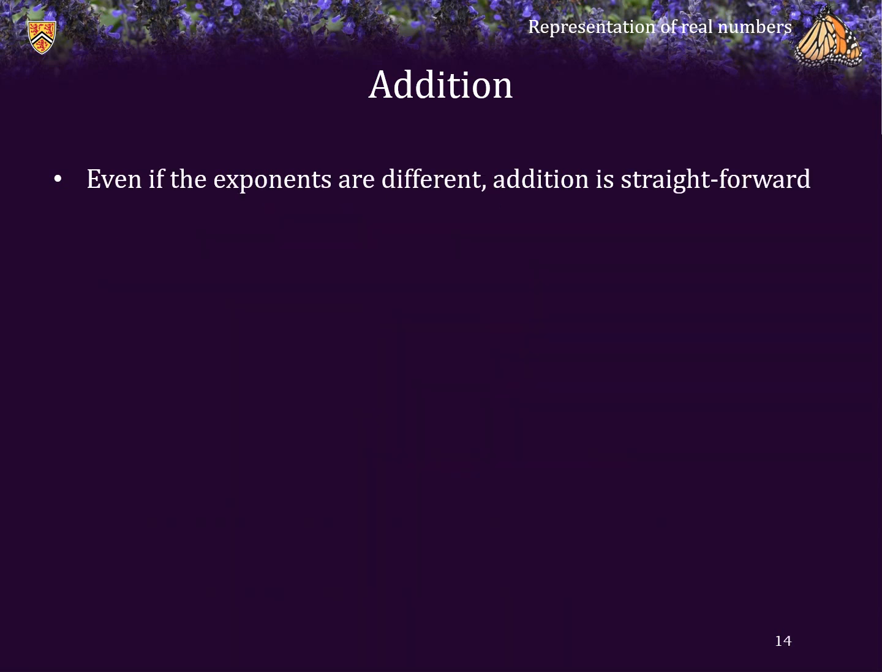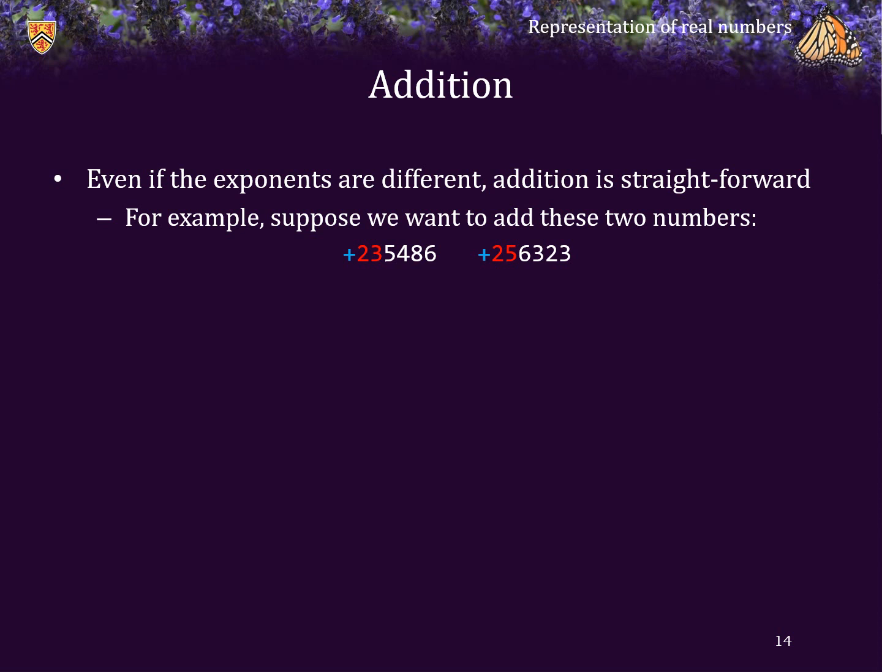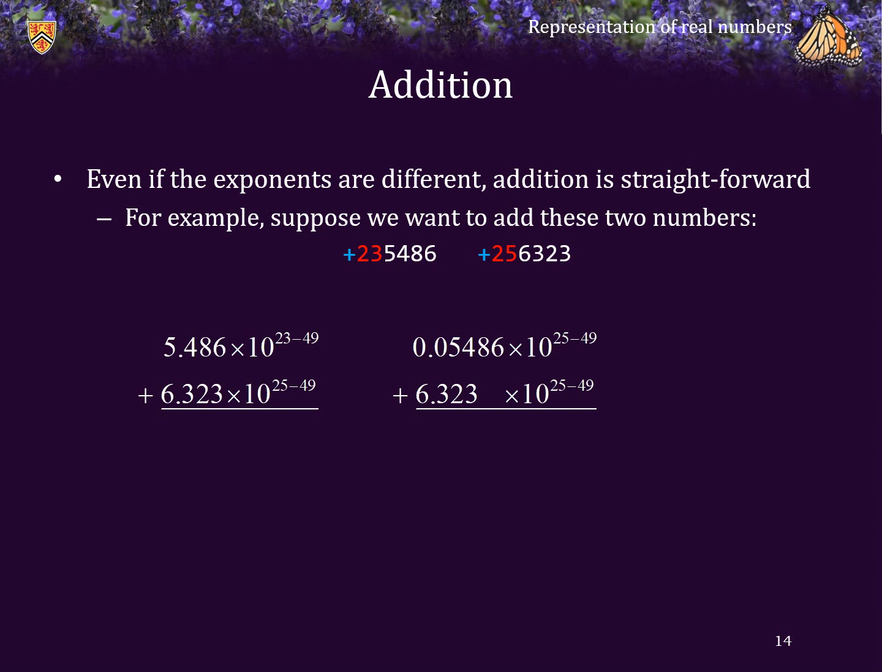Now, if the exponents are different, addition is still reasonably straightforward. Suppose I wanted to add these two numbers. Well, let's take a look at what they represent. The first number represents something times 10 to the 23 minus 49. The second represents something times 10 to the 25 minus 49. So the multipliers are different. However, notice that we can modify the first number so that it has the same multiplication by 10 to an exponent as the second. We moved the decimal places 2 places over to the left and added 2 to the exponent. Now the multipliers are the same and we can simply add the results.